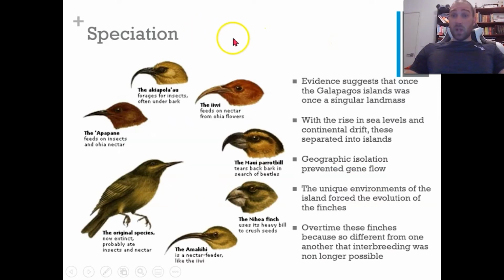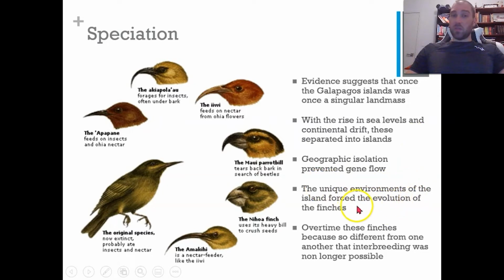So let's look at an example of where speciation has happened. So we'll talk about the Galapagos Islands. It's a volcanic oceanic region in the South Pacific. It might have been a singular landmass for a while due to low sea levels from previous ice ages. But with the rise in sea levels and continental drift, it's broken up into little islands. And because we have islands now, that's prevented gene flow between populations of those islands.